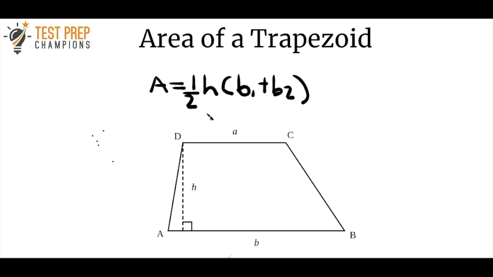So the main difference, again, like I just said, is that we've got two bases. So if you can identify the two bases and put them into the equation, it's going to be pretty simple to get the answer. Okay, so we've got four different sides here. So how do we know which of these sides are the bases? Well, we know because the bases and the height are perpendicular.